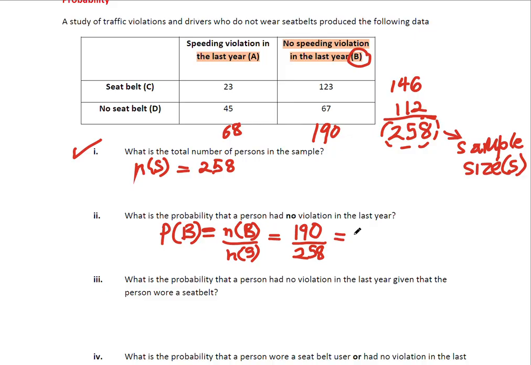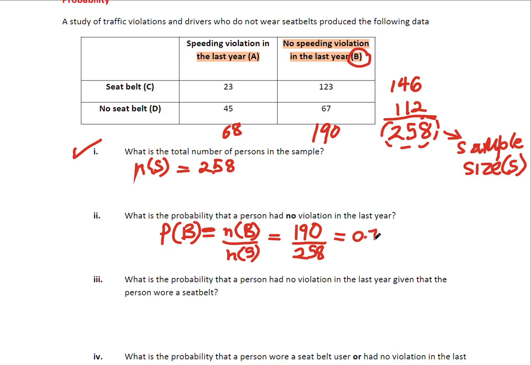When we are asked to calculate the probability of a single event, this is called a marginal probability. Since we were asked in this case to calculate the probability that a person had no speeding violations in the last year, that is a single event, no speeding violations. And therefore this is an example of a marginal probability.